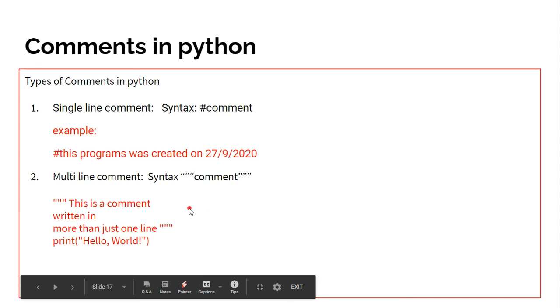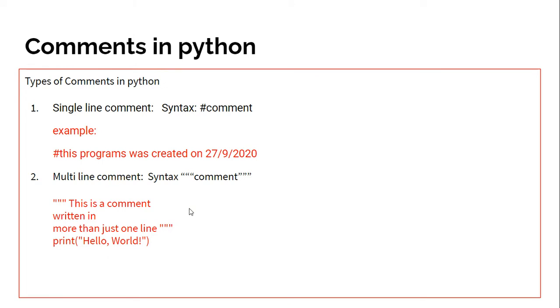Now, how the program will be executed if you have a comment in your file: the compiler will ignore the comment. If you start any line with a hash, it will be treated as a comment and the compiler will ignore it. A comment is only for reading purposes. It has no role in the execution process. It will not be present in the bytecode.